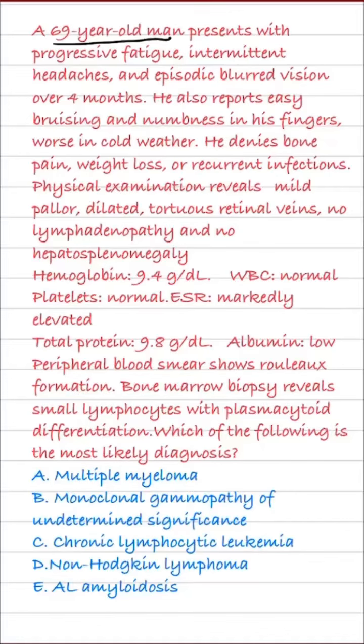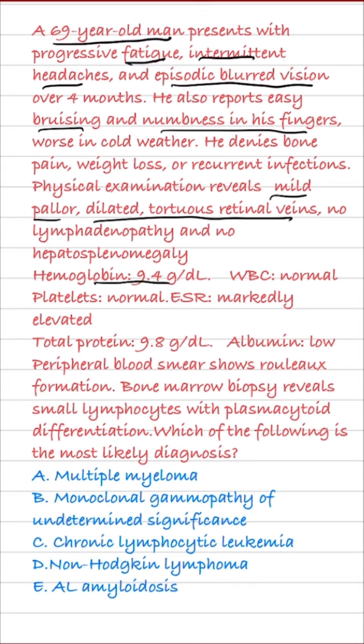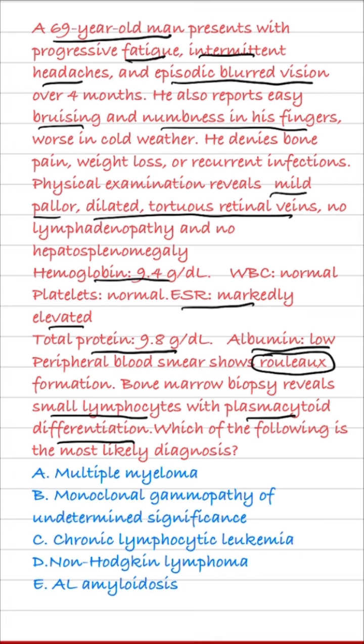A 69-year-old man presents with fatigue and intermittent headaches, episodic blurred vision over 4 months, easy bruising, and numbness in his fingers. Exam shows mild pallor and dilated tortuous retinal veins. Labs show anemia, markedly elevated ESR, high total protein, and low albumin. The smear shows rouleaux formation, and bone marrow biopsy reveals small lymphocytes with plasmacytoid differentiation. Which of the following is the most likely diagnosis?